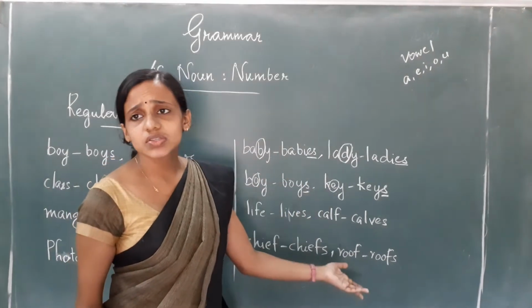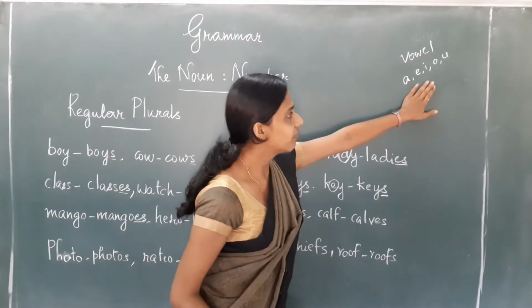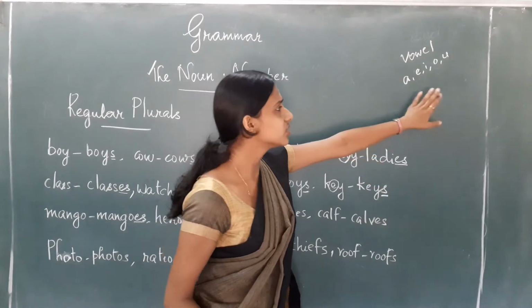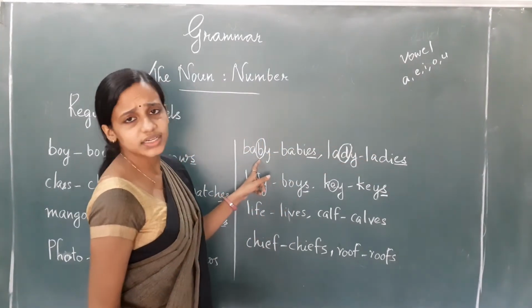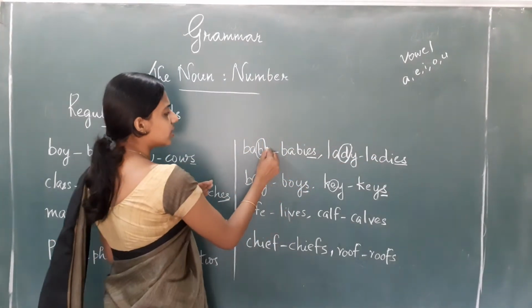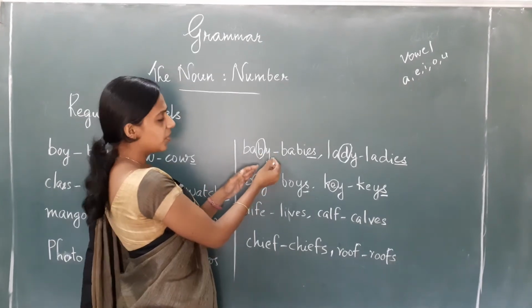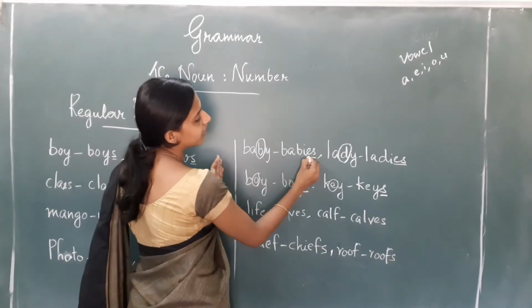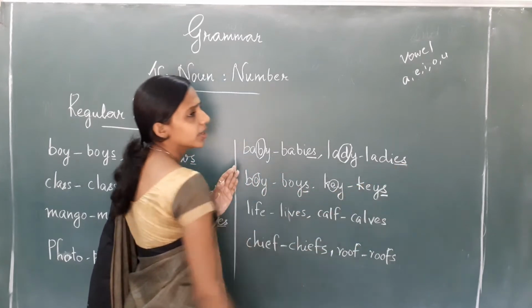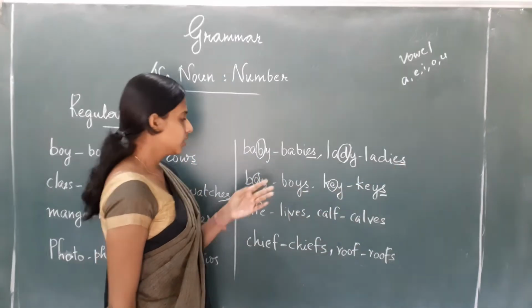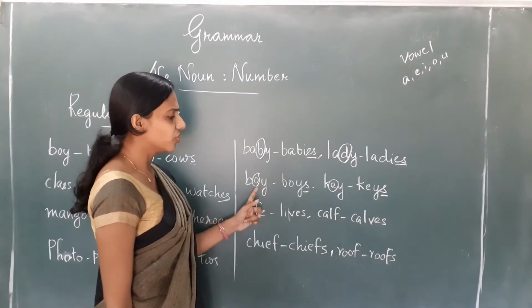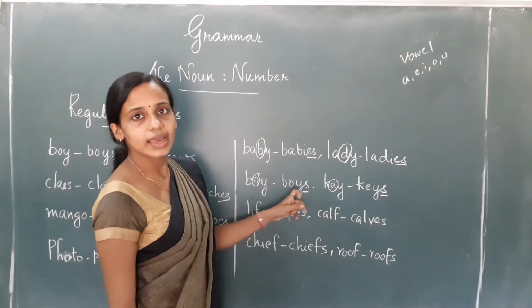Letters other than vowels are called consonants. These are vowels and all other letters are consonants. Here it is a consonant. So for nouns ending with Y, if a consonant comes before Y, we put ES at the end. Clear? And if a vowel comes before Y, we just put an S.